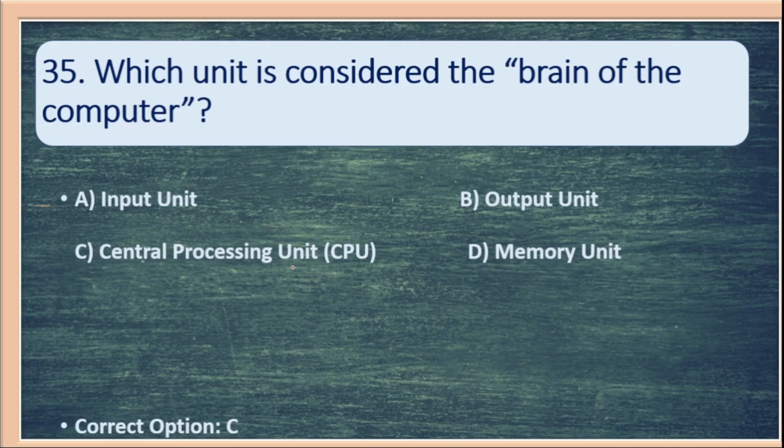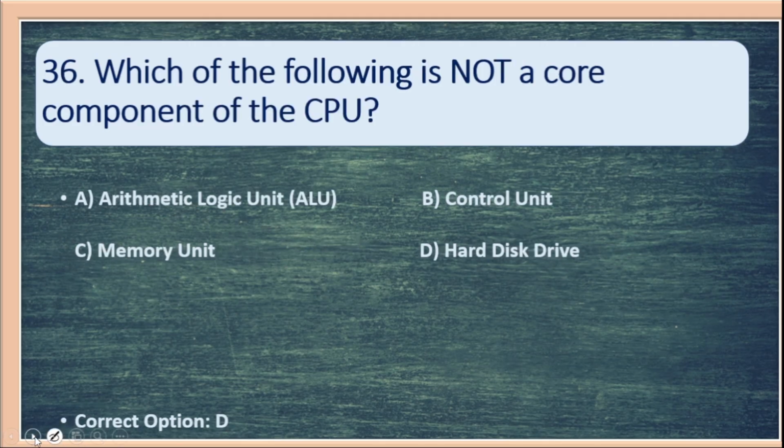Which unit is considered the brain of the computer? Input unit, output unit, central processing unit, memory unit. The central processing unit, or CPU. Which of the following is not a core component of the CPU? Arithmetic logical unit, control unit, memory unit, hard disk drive. Answer is D, hard disk drive.